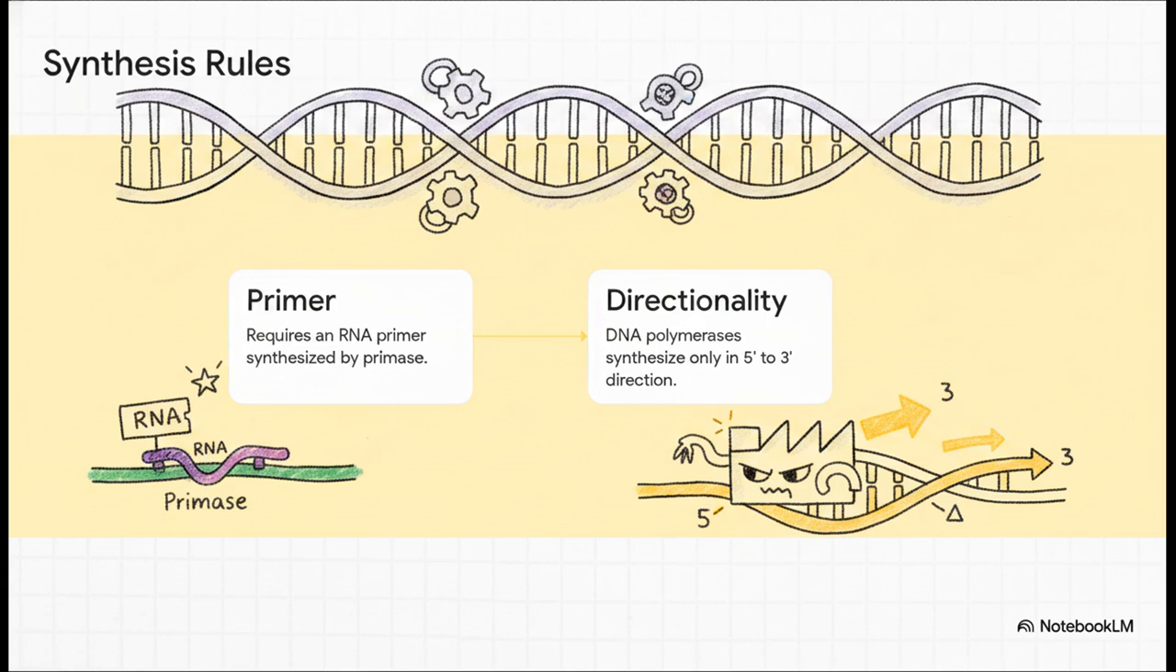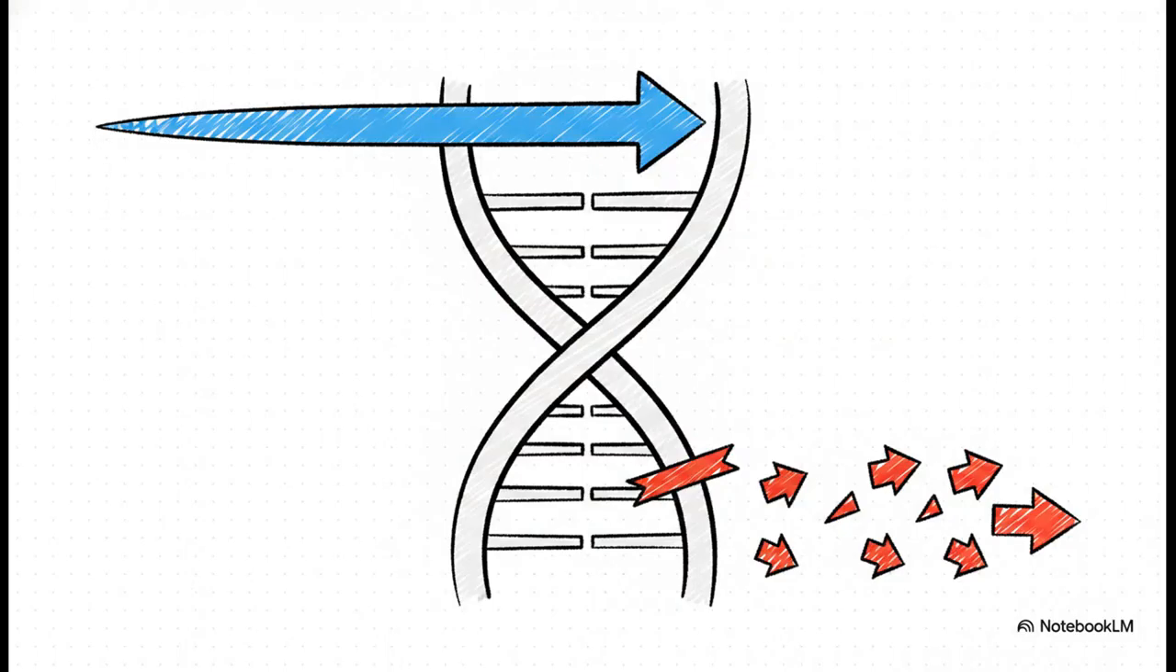The second rule is directionality. This picky worker only ever moves and synthesizes the new strand in one highly specific direction, 5' to 3'. It literally cannot work in reverse. Because the 2 original unzipped strands of the double helix run in opposite, anti-parallel directions, our picky factory worker really has to adapt. On one side, it's a total breeze.